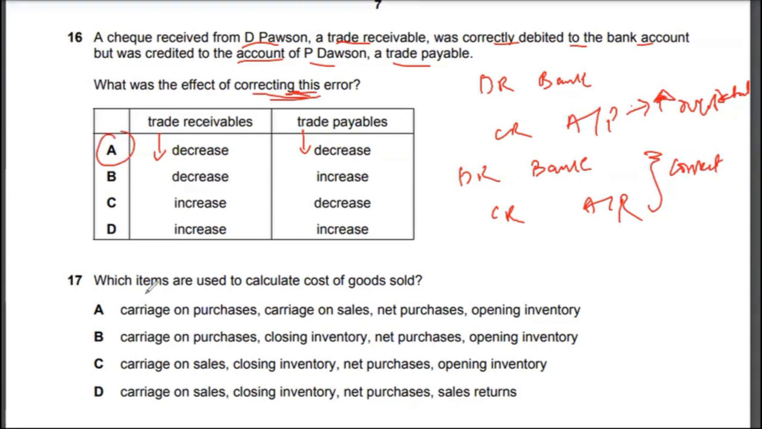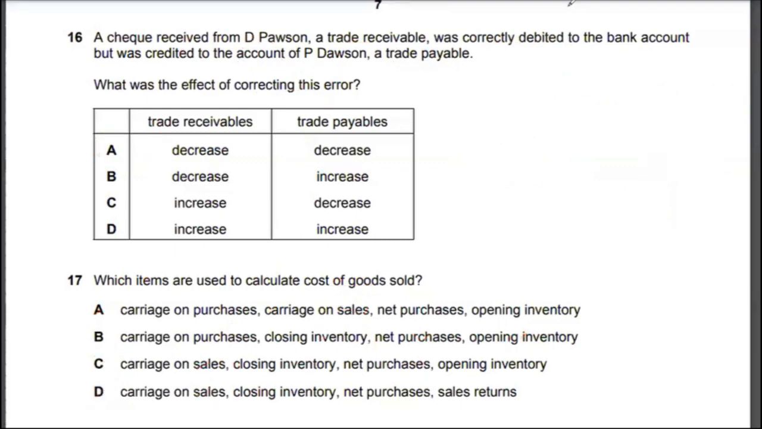Let's look at multiple choice 17. Which items are used to calculate cost of goods sold? To calculate cost of goods sold, all you need is carriage on purchases, closing inventory, net purchases, and opening inventory. The correct answer to multiple choice 17 would be option B. It has nothing to do with sales, so you will have to eliminate option C and option D. Again, this has carriage on sales, so option A will also be eliminated. So the correct answer would be option B.